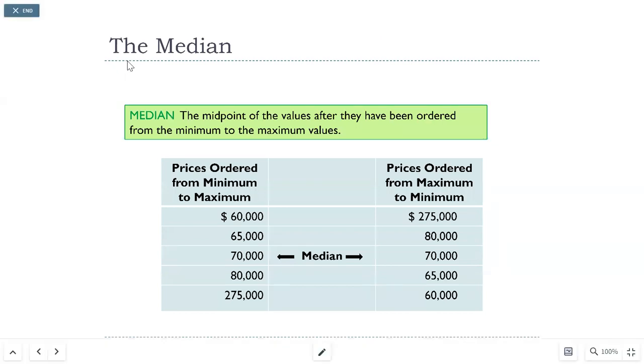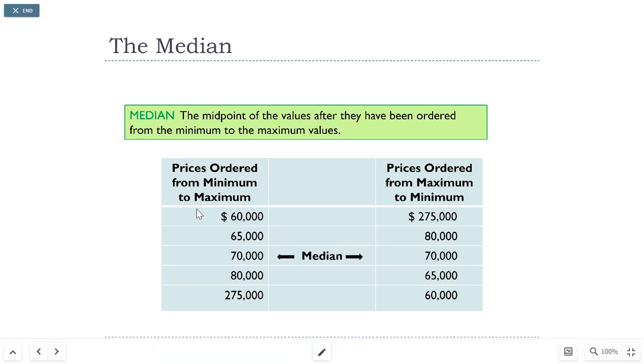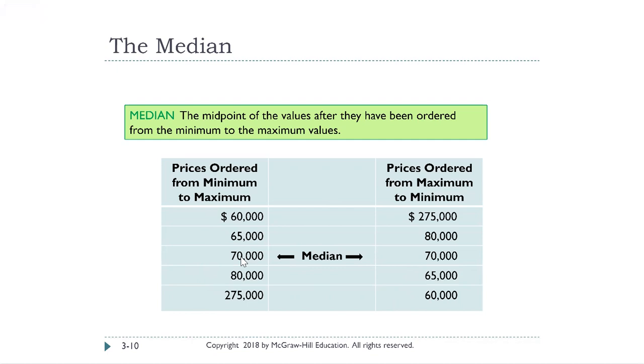Okay, the median. So the median is just ordering the points and finding the middle. For example, here the price is ordered from minimum to maximum and then maximum to minimum. If we order these data sets, the middle is always going to be the same. There's 5 data points here, which is really handy because if you're trying to figure out the middle, it's always going to be a unique value.